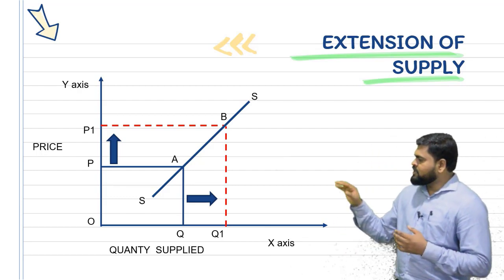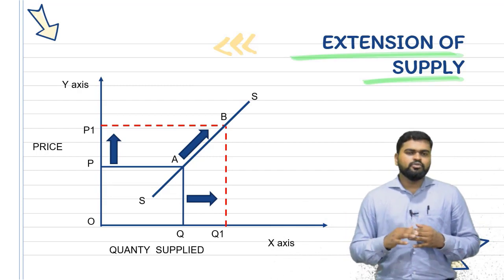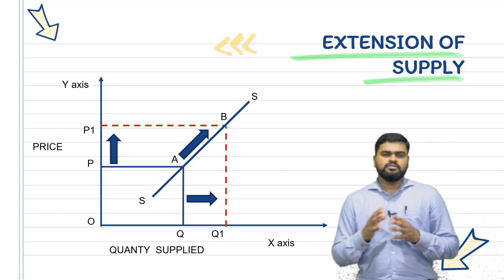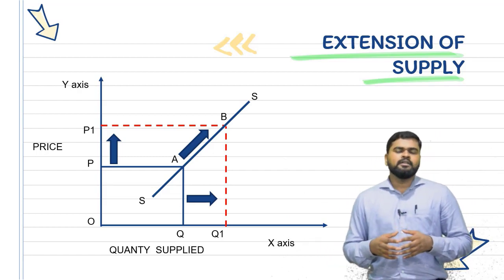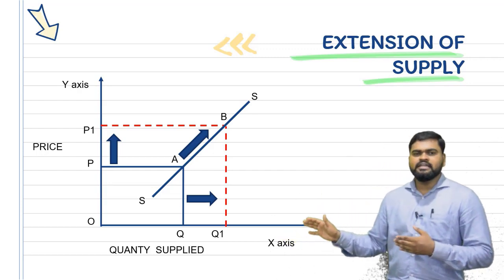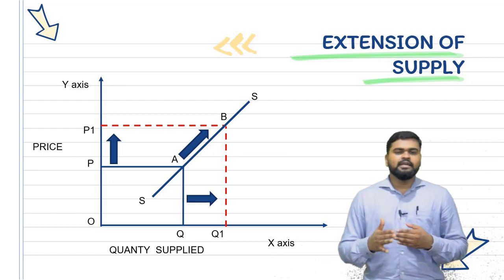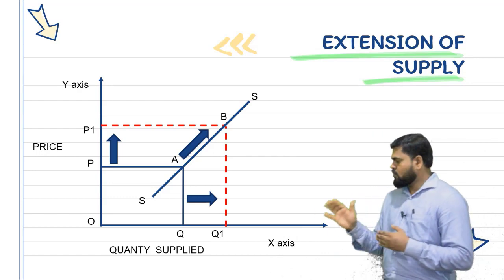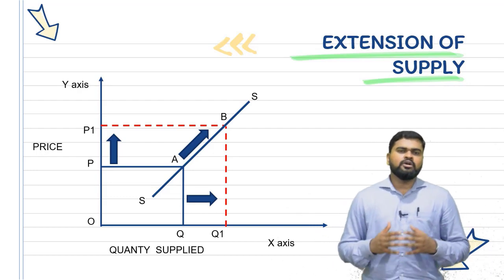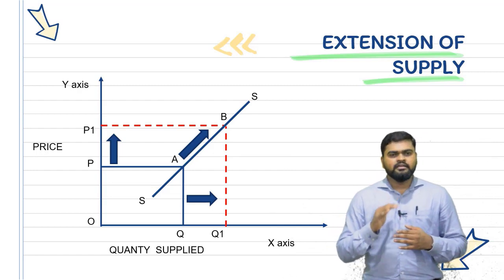We move from point A to B on the same supply curve. So here it is the movement on the same supply curve. This is in simple terms called extension of supply, which means when price increases, quantity supplied also increases. Price increases from OP to OP1 and quantity supplied also increases from OQ to OQ1. Here the movement is on the supply curve.